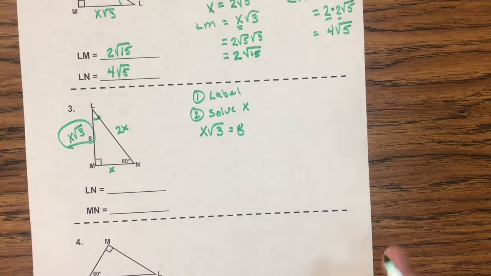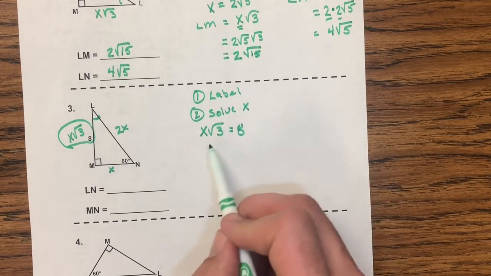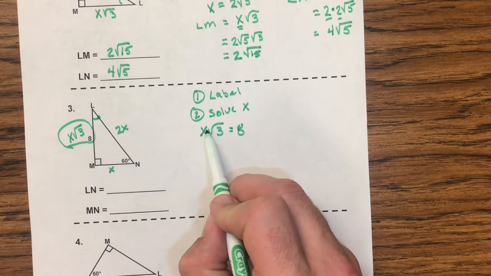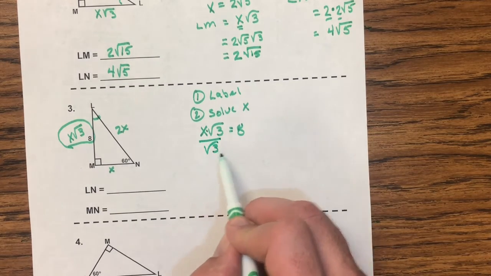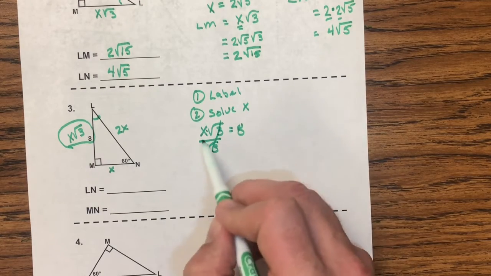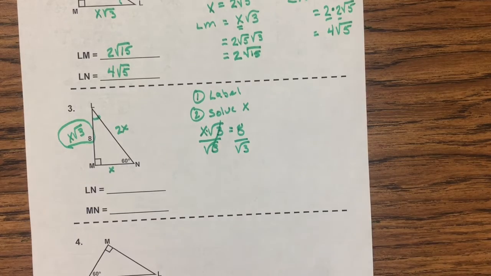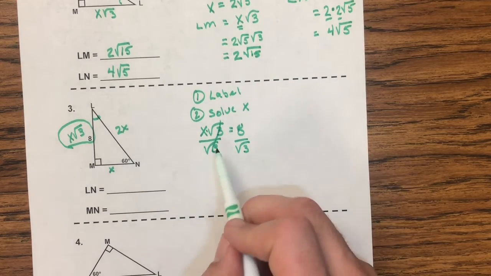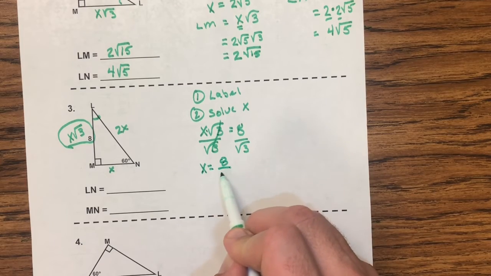Hopefully some of you are already starting to figure out what we're going to have to do on this one. We made a big deal on the 45, 45, 90 triangles on this step. We want to counter this multiplication of the square root of 3. We're going to divide by the square root of 3. What we do to one side, we have to do to the other side. So now what we have is that x equals 8 over the square root of 3.